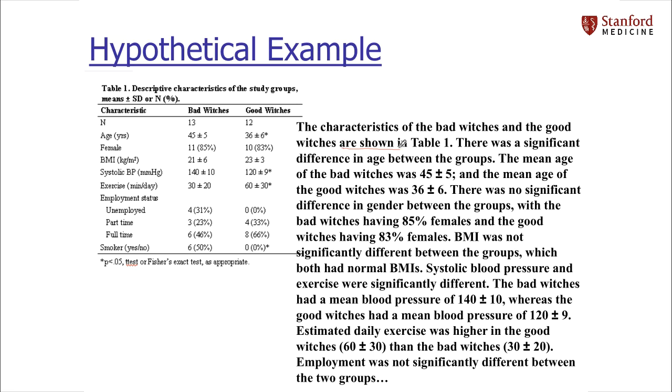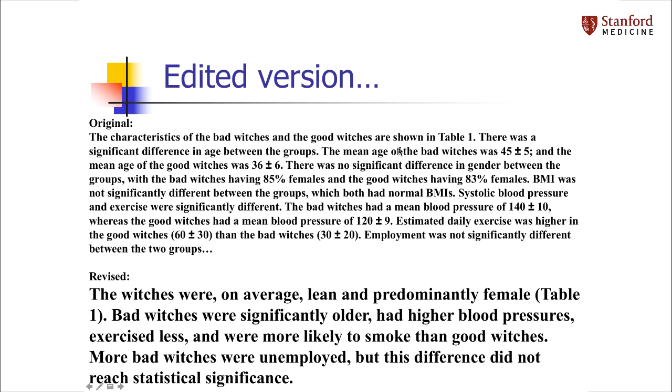The reader can go to the table and get all those details themselves. Your job in the results section is to give a higher level summary. What's the take-home message of the table? What do you want your readers to pay attention to? So if a student gave me something like this, here's how I would edit that.